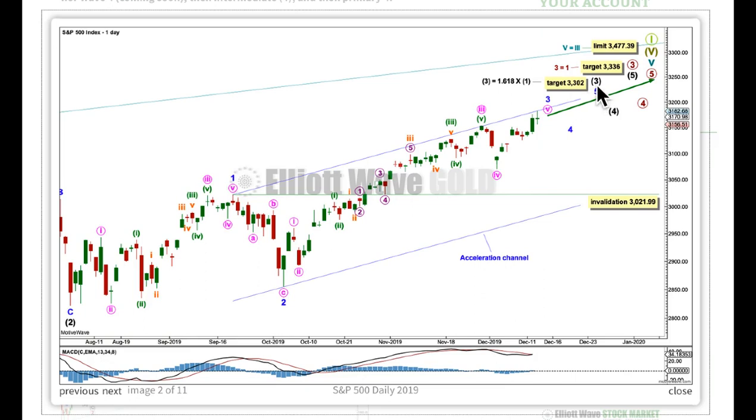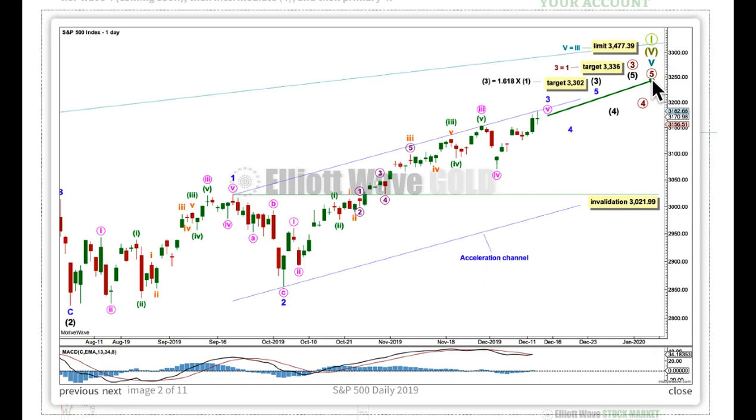When intermediate 3 is complete, we'll then expect another multi-week pullback or consolidation for intermediate 4, and then another fifth wave up to end primary 3, somewhere about this target, and then a multi-week to possibly even multi-month correction for primary 4. And then when I know where primary 4 has ended and primary 5 has begun, I can calculate a final target for the final upwards wave for you.